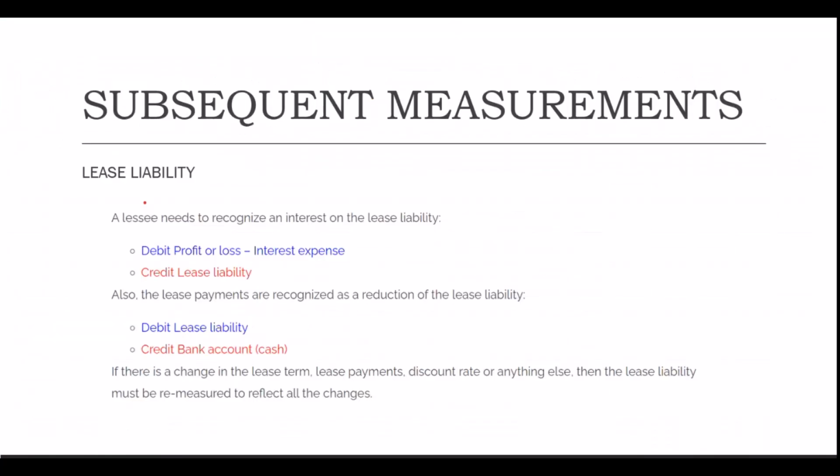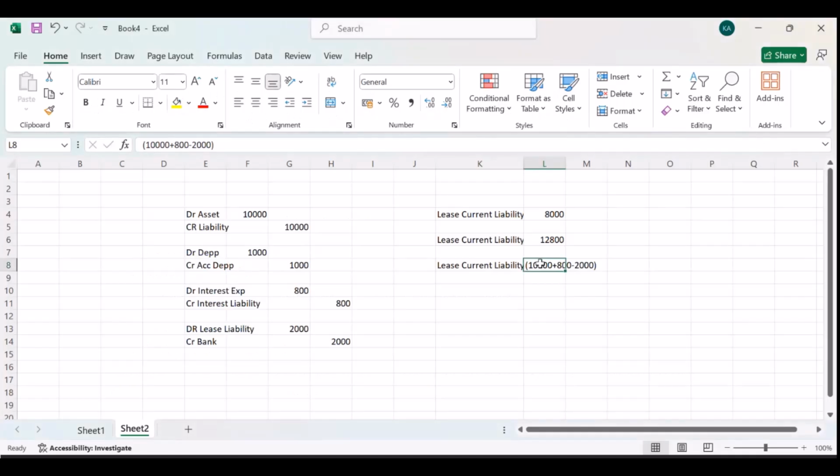Hi, Gordon. Please tell us, why did you subtract 2,000? I subtracted 2,000 because remember the last journal entry says debit lease liability, credit bank. What were we doing there? We were paying the lessor. When you pay the lessor, you have decreased the liability, isn't it? Yes, I understand now. Thank you. Good. Cool.